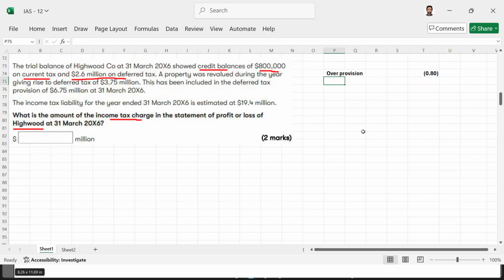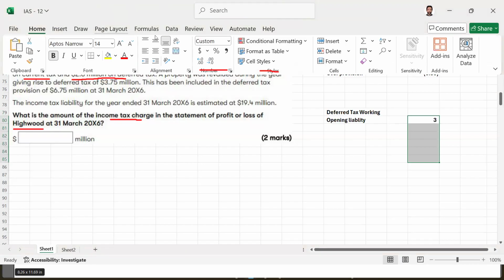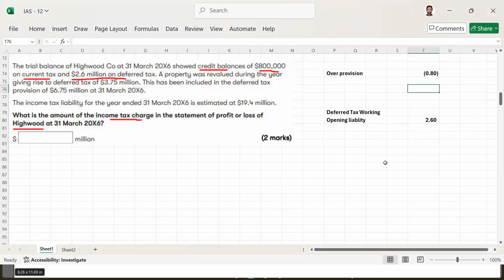The next one that we have is the deferred tax. So that is going to be a working. So the deferred tax working. We have the opening liability. The opening liability is 2.6 million. Okay, let's put this with the rounding as well. The figures are rounded, so I have to unround them. So this is 2.6. This is the opening.